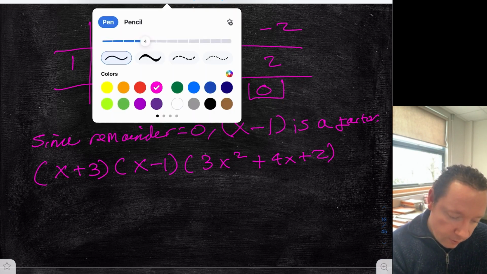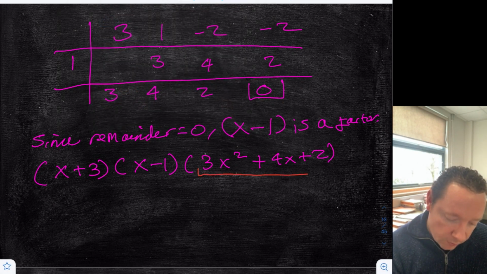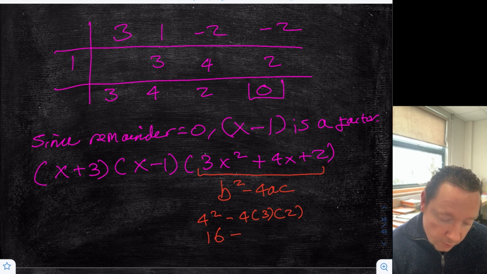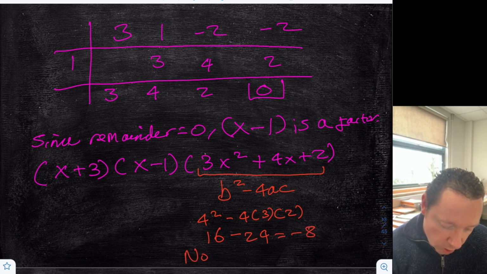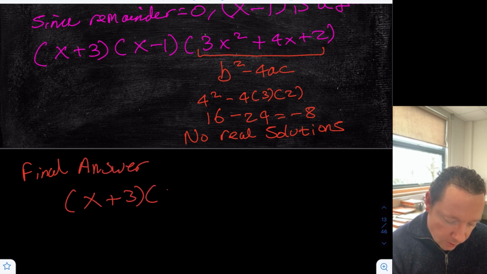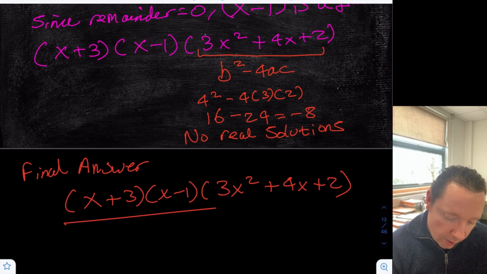If I look at, I'll do this in red, this bit here, and check b squared minus 4ac. b squared minus 4ac is 4 squared minus 4 times 3 times 2. That's 16 minus 12 times 2 is 24, which is negative 8. That means no real solutions. Final answer is x plus 3, x minus 1, 3x squared plus 4x plus 2, and we're done there.